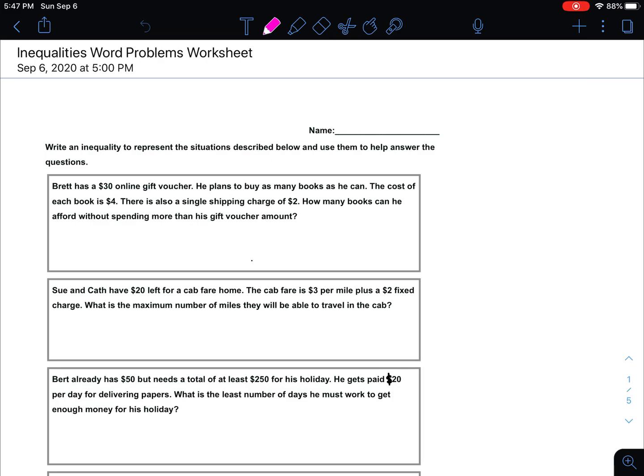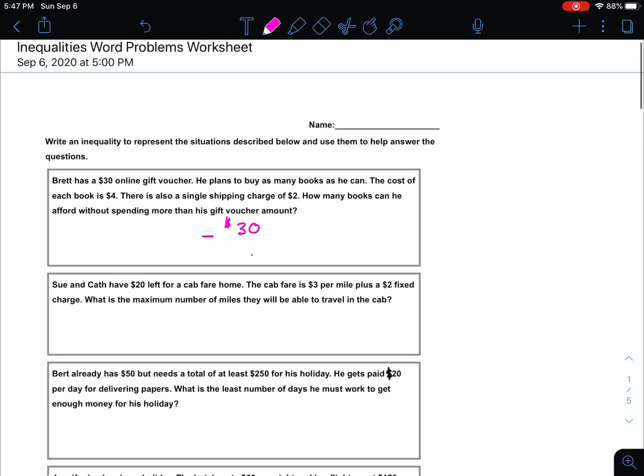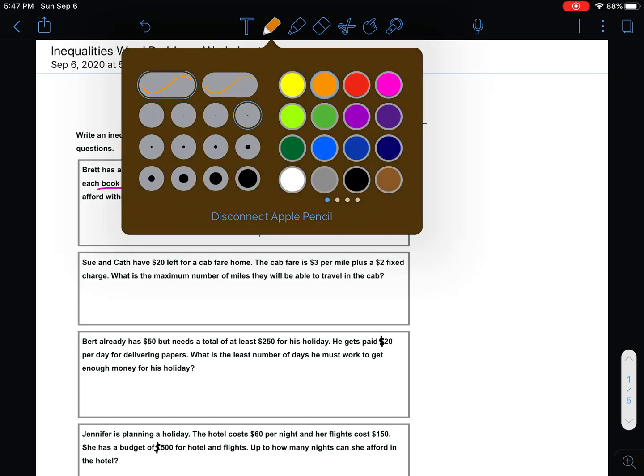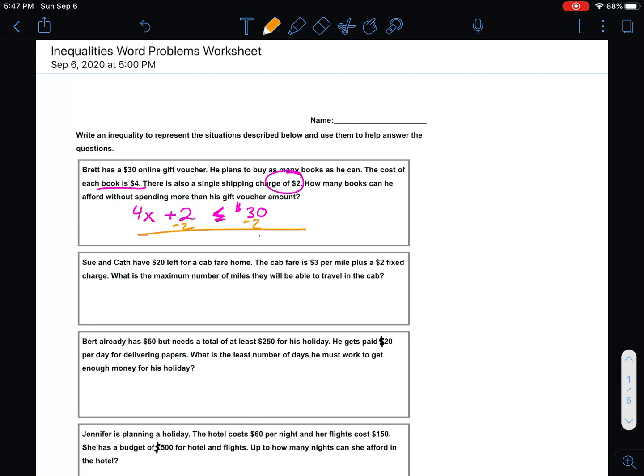So basically he has a gift card of $30, so we know that he can't spend any more than that. When we think of up to that point, nothing more, that means it's equal to that. And it has to be less than or equal to that amount, not greater than. Otherwise, you wouldn't have enough money. And it says that each book costs $4 plus there is a $2 shipping fee. So 4x plus 2 is less than or equal to 30. And then you would go ahead and solve that like you normally would any other equation. Subtract 2, divide by 4, and you would end up getting x is less than or equal to 7. So they can only have up to 7 books.